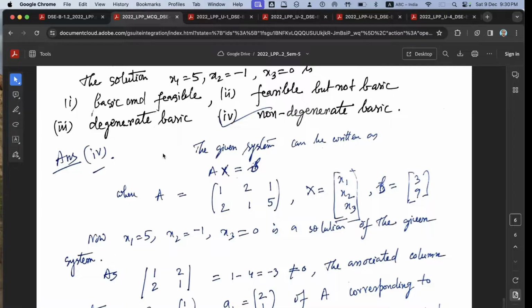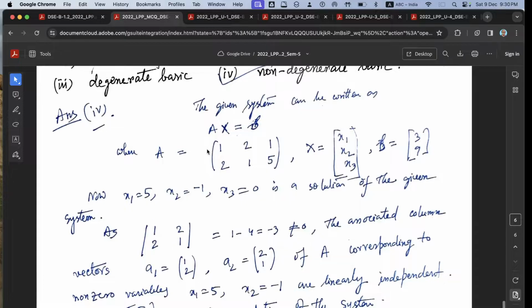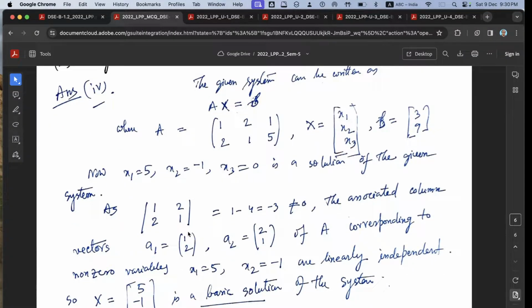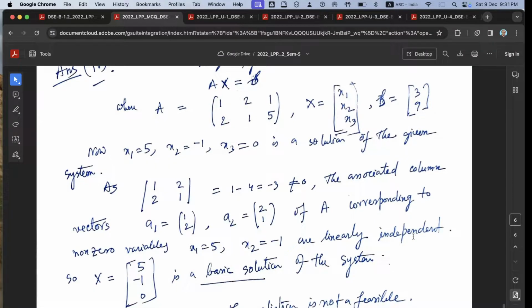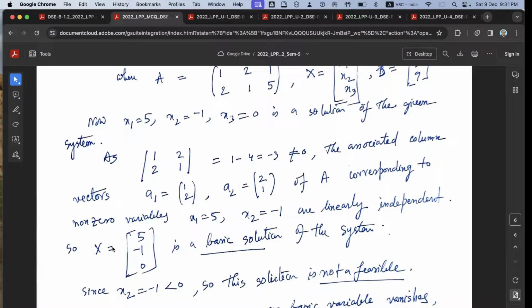Now x1 equal to 5, x2 equal to minus 1, and x3 equal to 0 are given as the solution of the system. As x3 is 0, consider the corresponding column vectors for the non-zero values x1, x2. The determinant is not equal to 0, it is minus 3. The associated column vectors a1, a2, (1, 2) and (2, 1), of the matrix A corresponding to non-zero values x1 equal to 5, x2 equal to minus 1 are linearly independent, because this determinant is not equal to 0. So the solution X equal to (5, minus 1, 0) is a basic solution of the system.